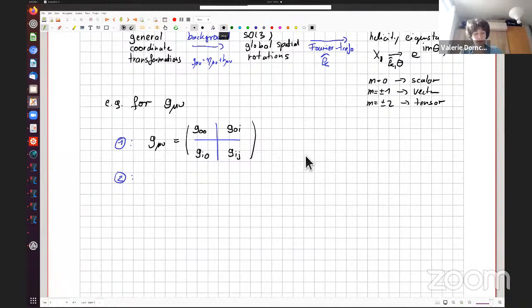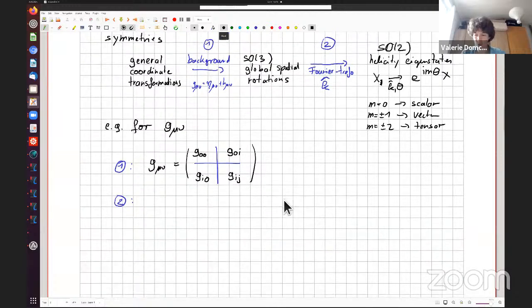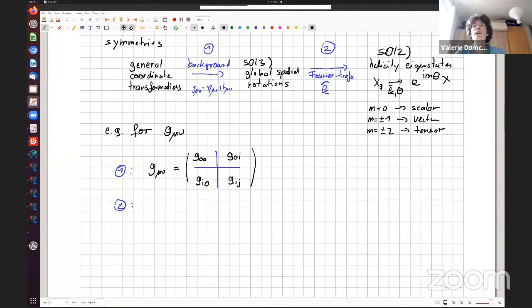But before I do that, I have a question for you. So the question is in the poll again, and the question is: how many independent degrees of freedom do you think are inside this metric tensor? Okay, I'll continue and then we'll see the result at the end.